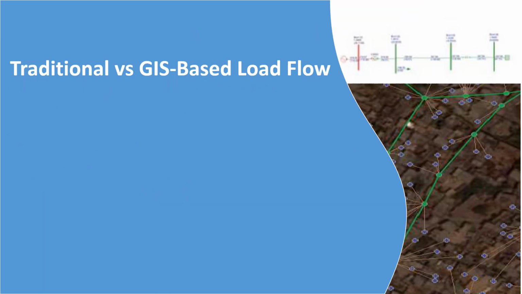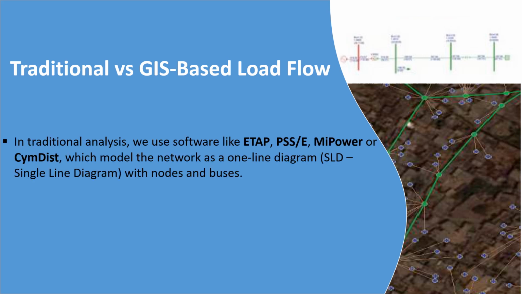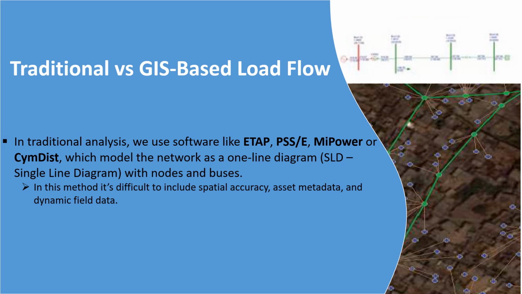Traditional versus GIS-based load flow analysis. In the traditional analysis, we use software like ETAP, PSS/E, MyPower, or SynerGEE, which model the network as a one-line diagram, that is, a single line diagram with nodes and buses. Here I have shown roughly how a single line diagram looks. In this method, it's difficult to include spatial accuracy, asset metadata, and dynamic field data.